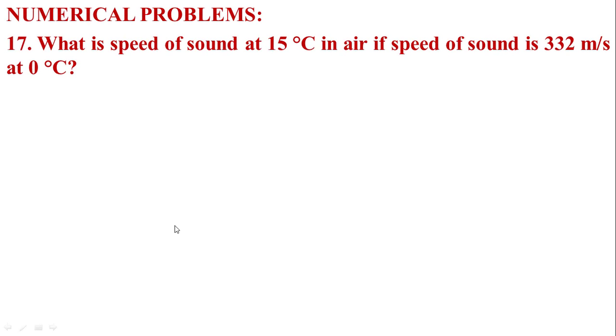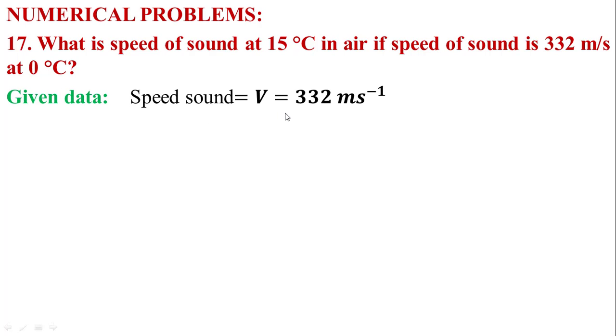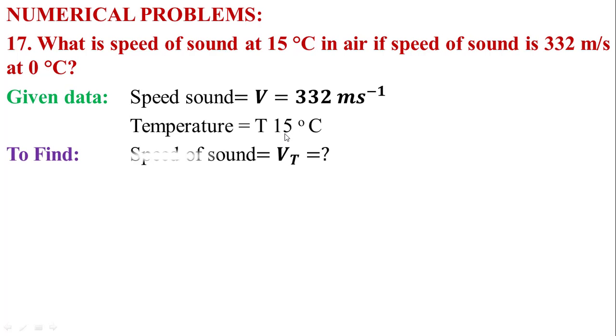Numerical problems. Question number 17. The given statement is: what is the speed of sound at 15 Celsius in air, if the speed of sound is 332 meter per second at 0 Celsius? Write the given data. Speed of sound V is equal to 332 meter per second and temperature T is equal to 15 Celsius. We find the speed of sound at temperature T, that is equal to question mark.